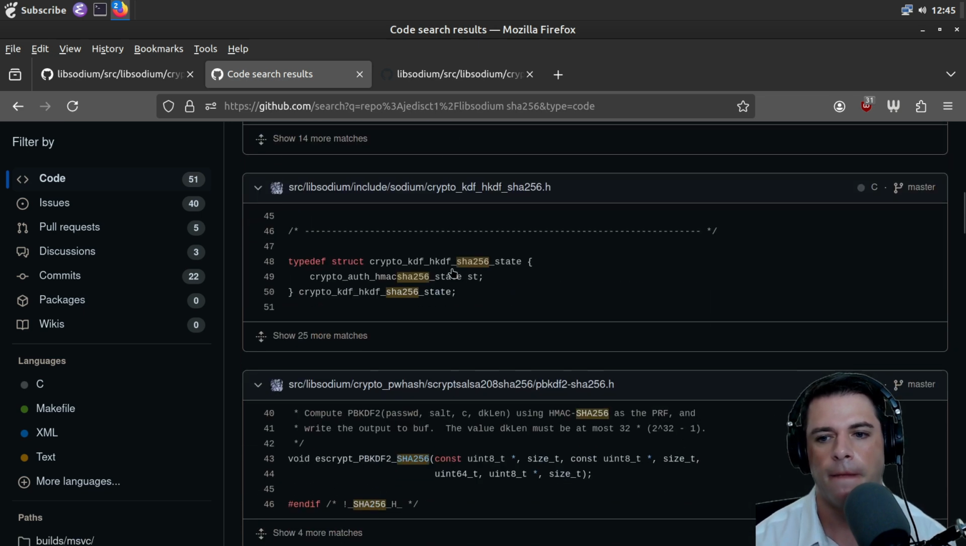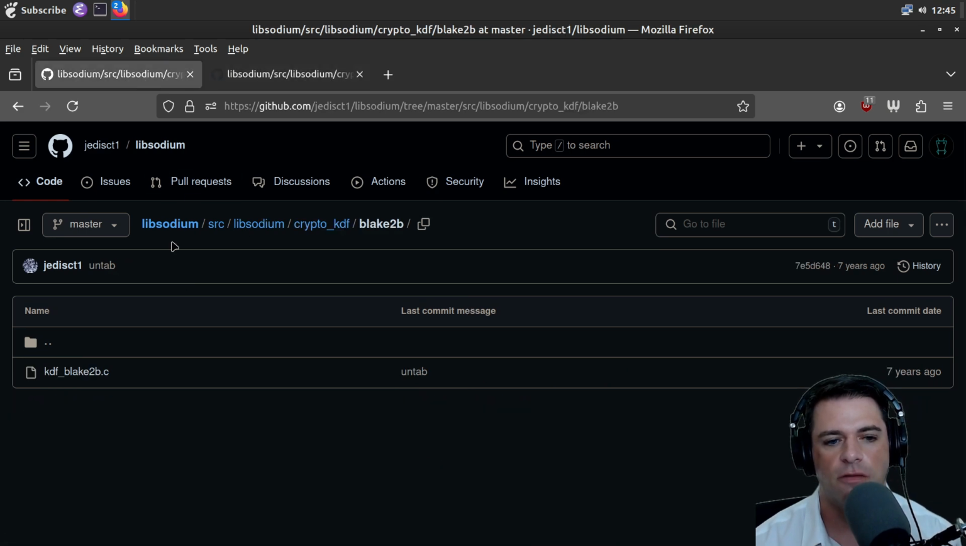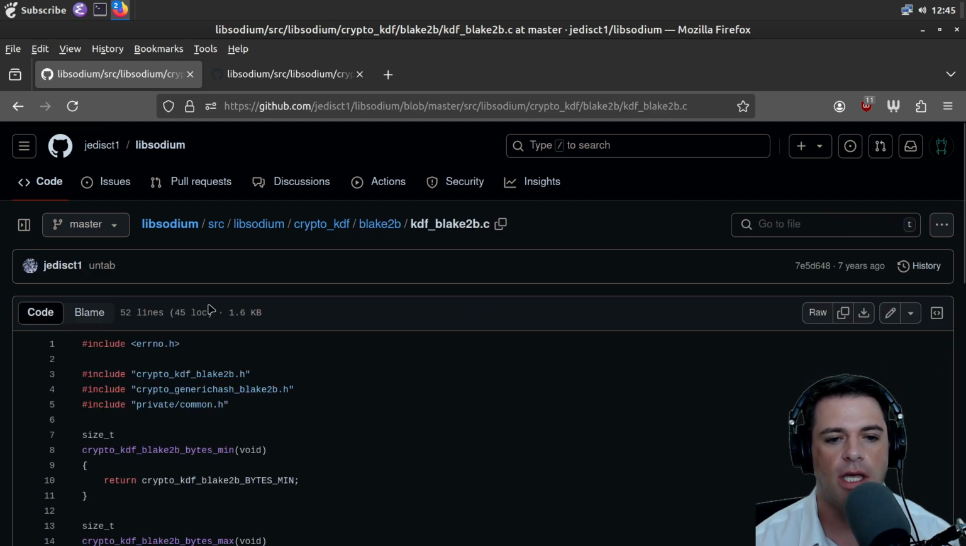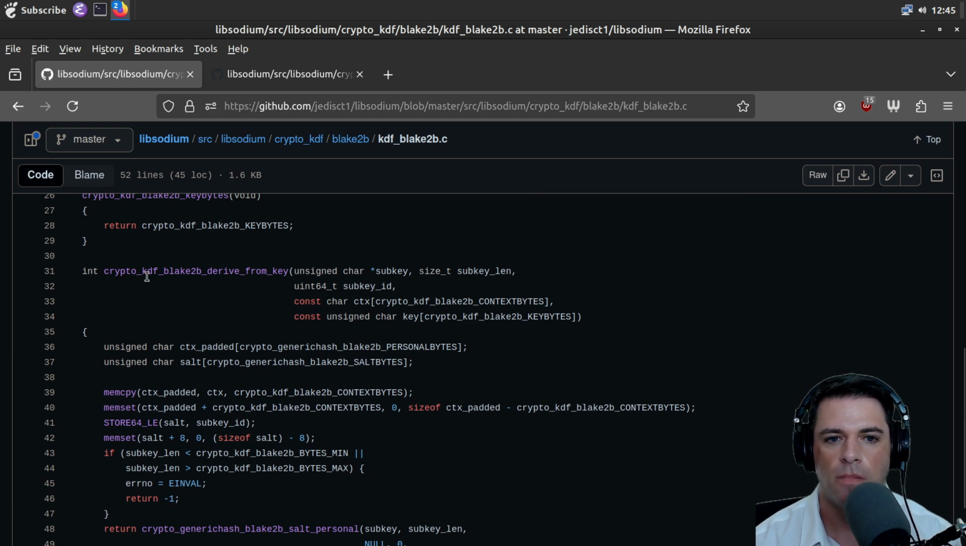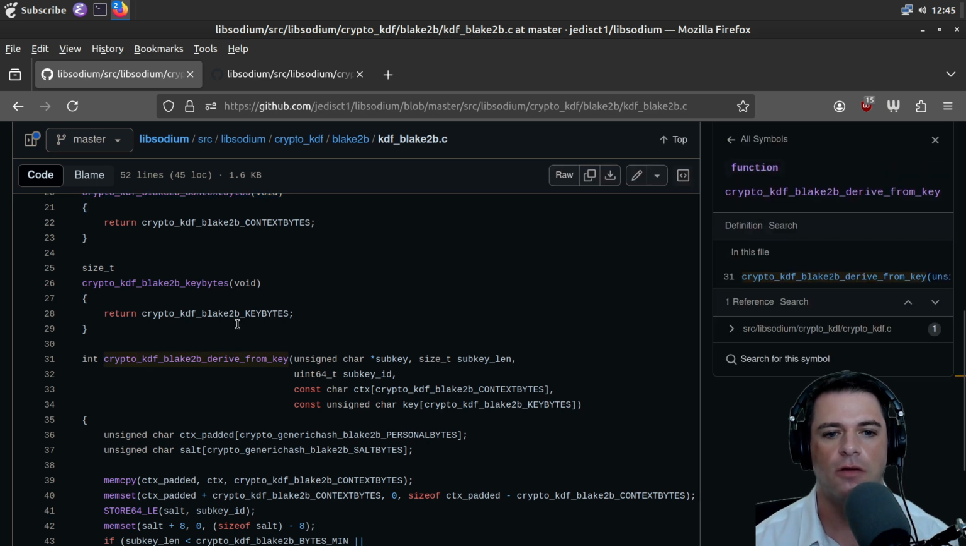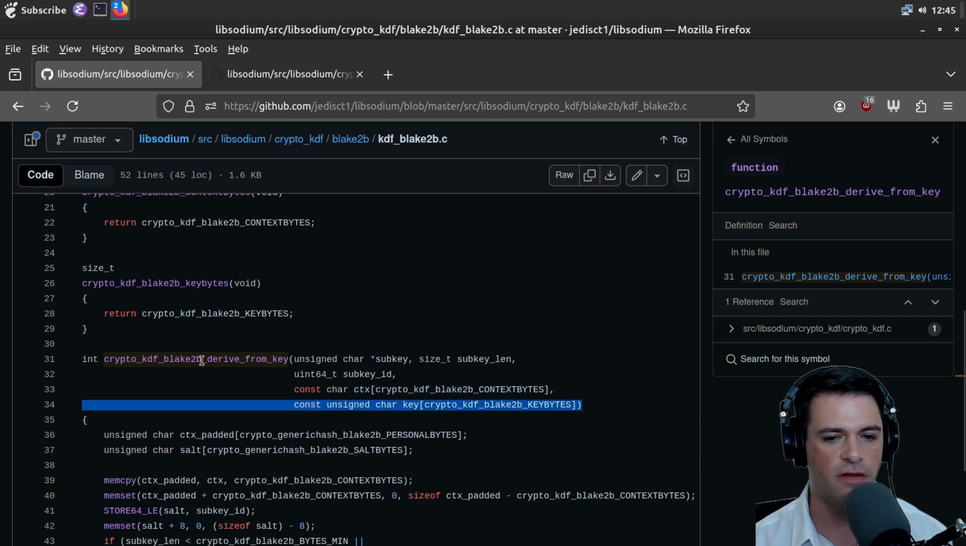I'm not sure. I'm going to stop in just a few minutes. Let me see if there's anything else that I really want to see. I mean, we could look at a quick KDF. Return context bytes. Int crypto KDF Blake2 derived from key. So I think you get out the subkey and you pass in the subkey length, I assume, and you pass in the subkey ID and the context and the key. And you're going to derive another key. It's key derivation.